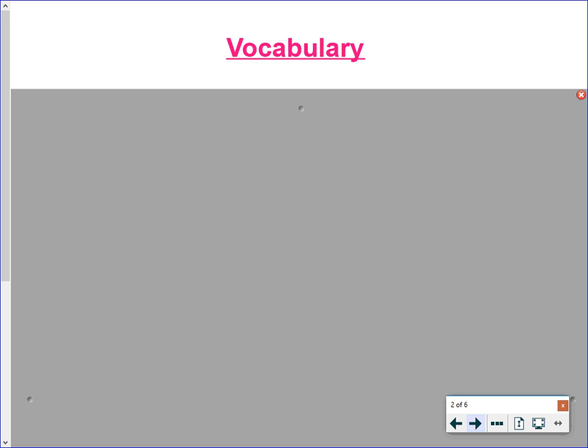So we have quite a bit of vocabulary in this one. Make sure you're writing these down. You're going to want these in your notebook.